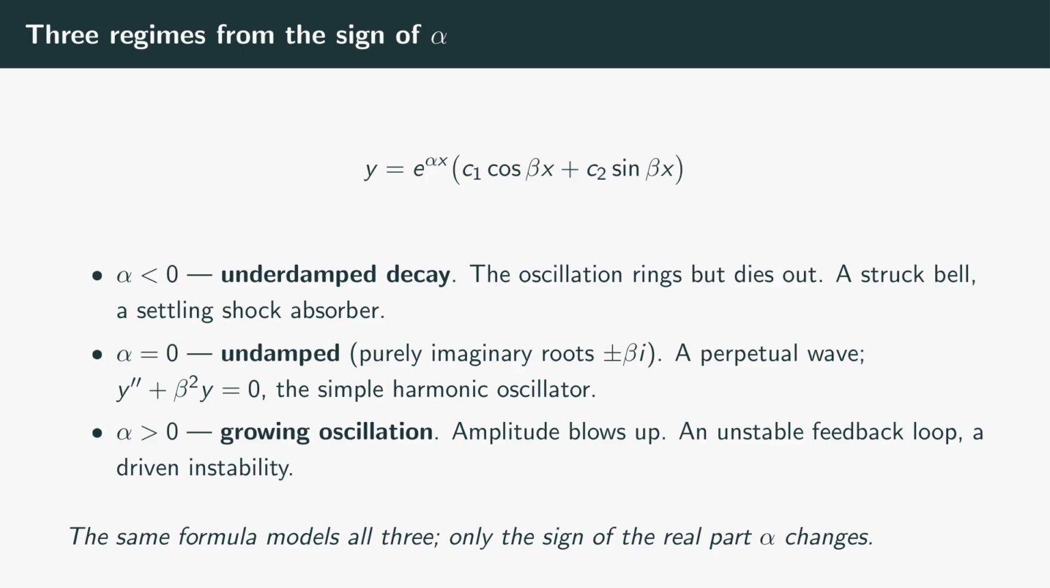That is the simple harmonic oscillator, the equation y double prime plus beta squared y equals 0, ringing forever. And when alpha is positive, the envelope grows, so the oscillation gets bigger and bigger without bound, an unstable feedback loop, or a driven instability. One formula, three regimes, and the only thing that changes is whether the real part is negative, zero, or positive. We will name these regimes again when we study vibrations.